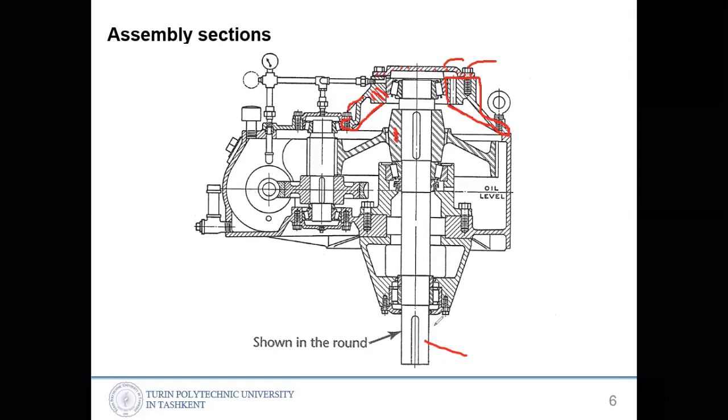So those are the rules. As I told you in the lesson about sectioning, the ribs and webs, those kinds of narrow elements are also not sectioned. So that's a rule.